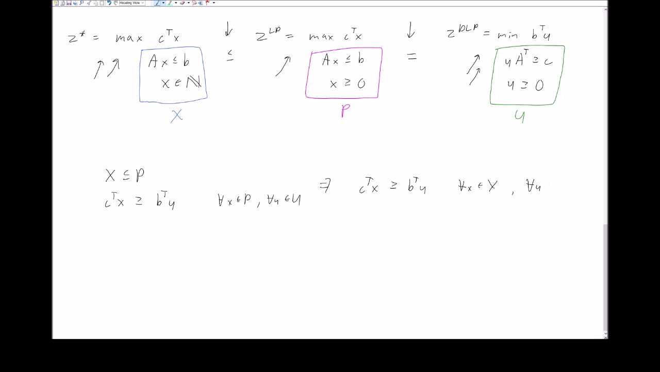The only thing we're going to change here is replacing P with X. Here, X is a strict subset of P, so because this statement is true, clearly this statement should be true. We're just taking a smaller set. This is exactly the definition of what a weak dual pair is. So Z star and Z of our dual linear program form a weak dual pair.